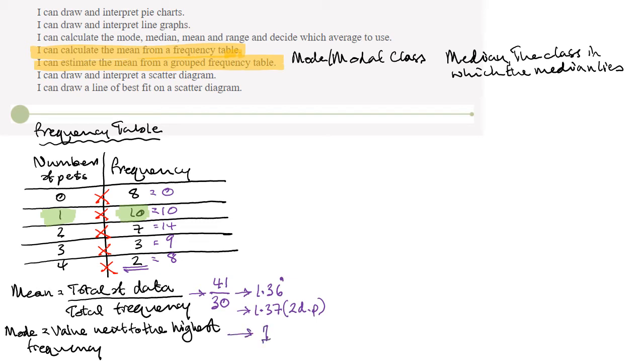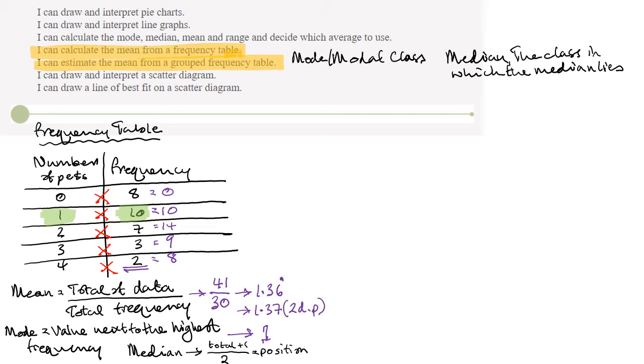Yep, because that's the number next to the highest frequency, the value next to the highest frequency. And to find the median, we want to find the middle number. What is the middle number? The median. Well, what we do, we find a total of our values, add 1 to it, and divide by 2. That will give us the position of the middle number.